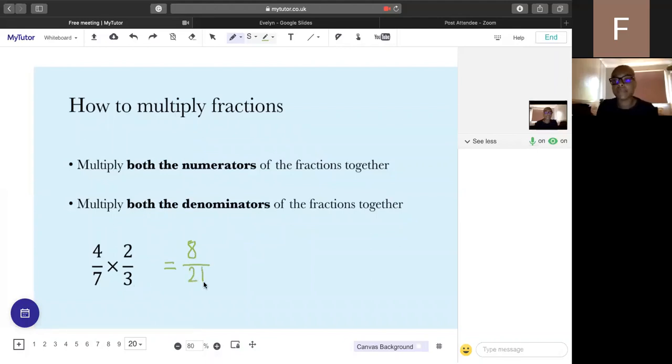That's it. That's multiplying fractions. If they ask you to leave it in the simplest form, then make sure that you do simplify it. In this case, 8 and 21 do not share common factors. So this would be the simplest form for this answer.